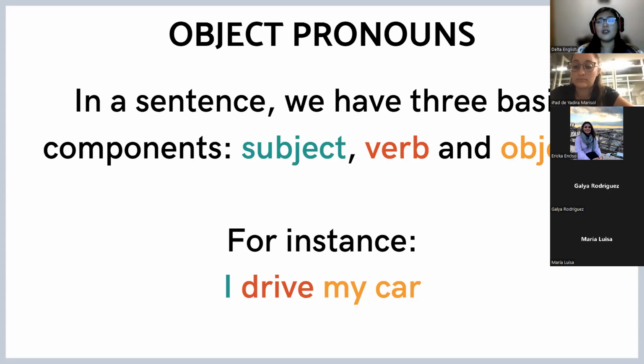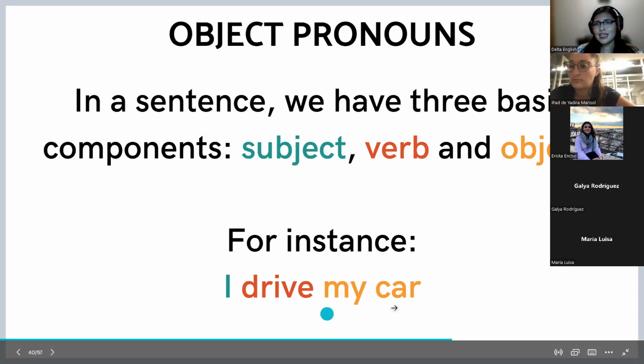So whatever the action in my sentence is, the subject is making it happen. For example, in this sentence, I drive my car. My subject is going to be I. Why is my subject I? Because my subject is the one who is responsible for the verb.